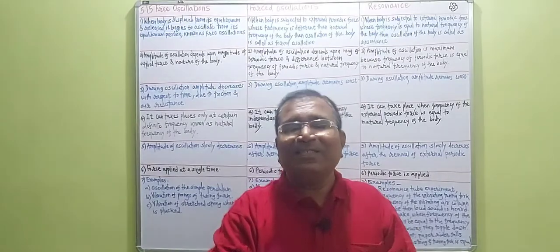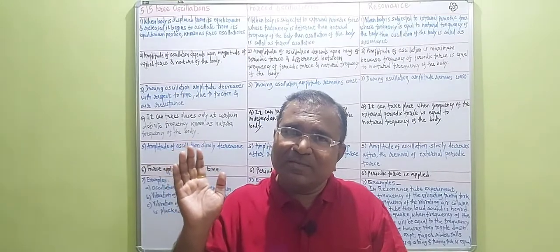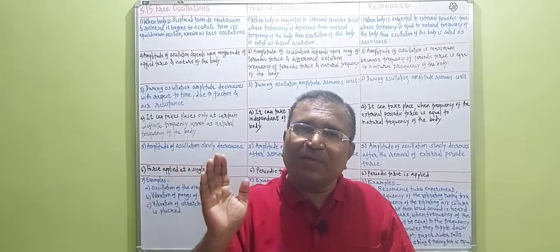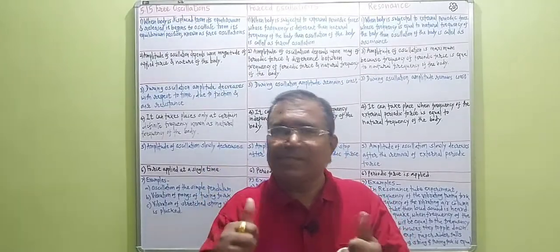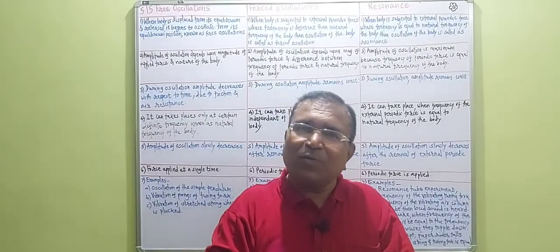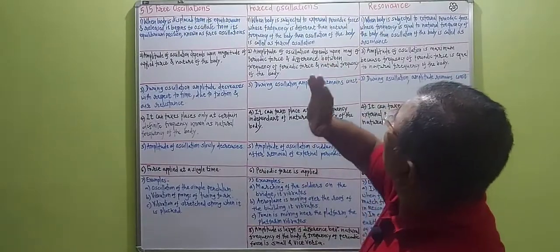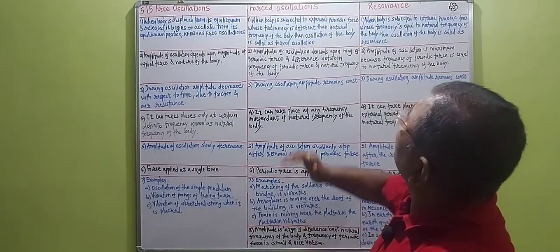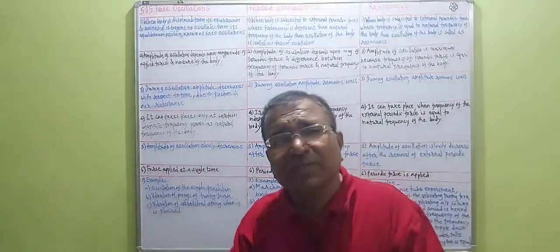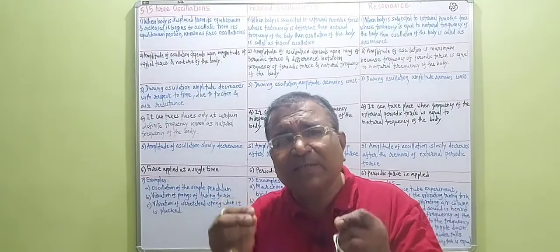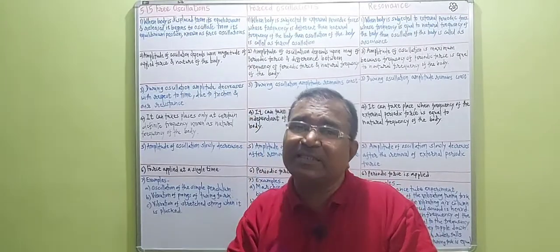The same condition is happening here. In forced oscillation, the frequency of the applied force and the natural frequency of the body are different, and the amplitude of oscillation depends upon the magnitude of the periodic force and the difference between the frequency of the periodic force and the natural frequency of the body. So a difference always remains as long as forced oscillation is concerned.